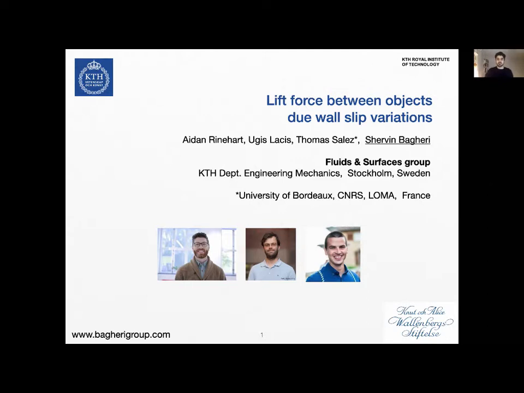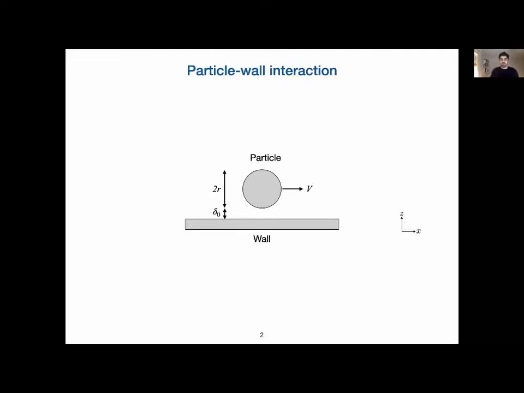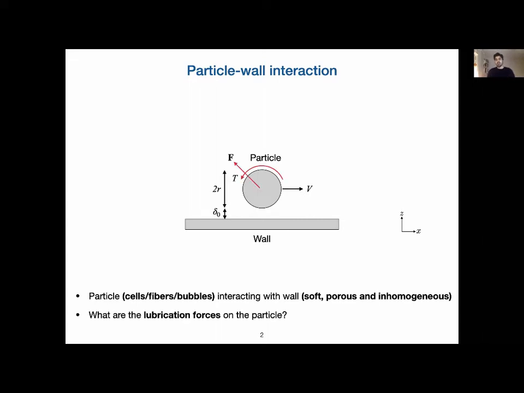And so basically, what we are looking into is particle-wall interaction. So the particle could represent a cell, fiber, or bubble, and the wall could be some complex wall: soft, porous, or inhomogeneous. And we want to understand the forces that are acting on this particle as it travels very close to the wall. In particular, we're interested in lubrication forces on the particle when the surfaces of the cylinder or the wall are non-trivial.